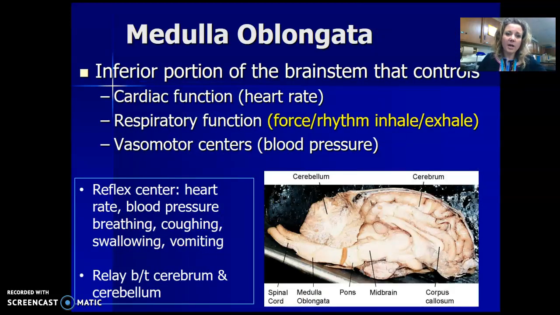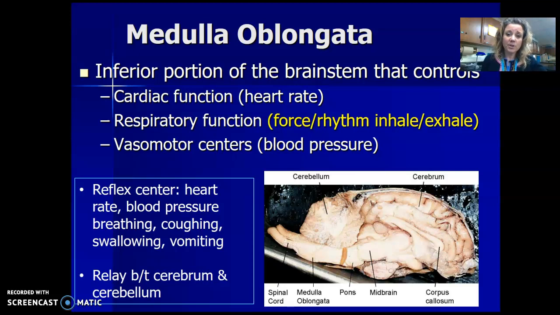Finally, we have the medulla oblongata. This is the most inferior portion of the brainstem. It's going to control cardiac function, respiratory function, but it's different from the pons. Remember, the pons is going to control the speed of inhalation and exhalation, whereas the medulla oblongata is responsible for other aspects of breathing, like force and rhythm that is involved in inhaling and exhaling.